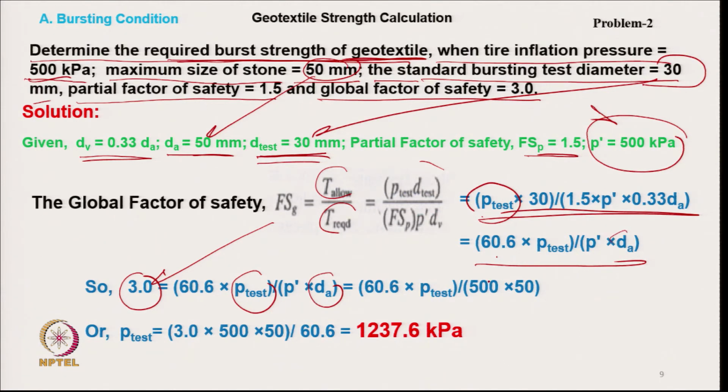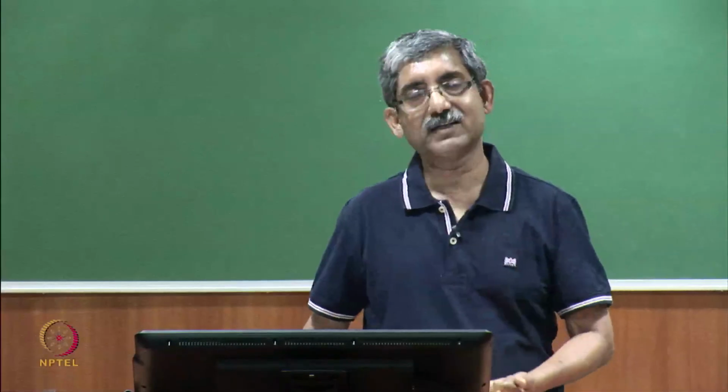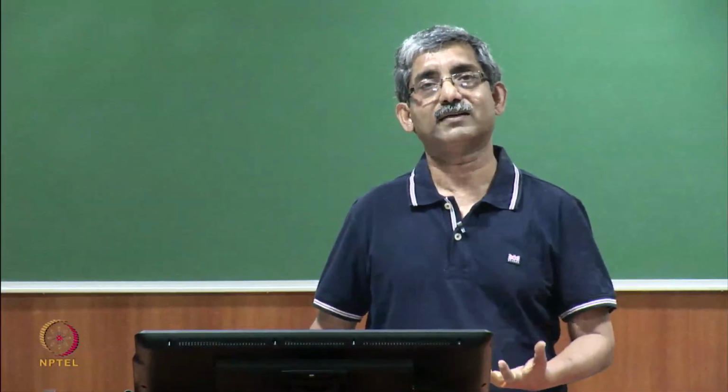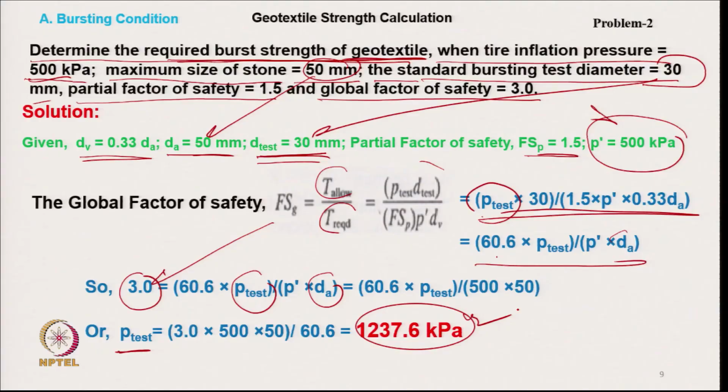Using this equation we get the test pressure, that is the bursting strength, which is 1237.6 kPa. This is the bursting strength of the geotextile. So, given different conditions, we can calculate the mechanical characteristics of the geotextile material.